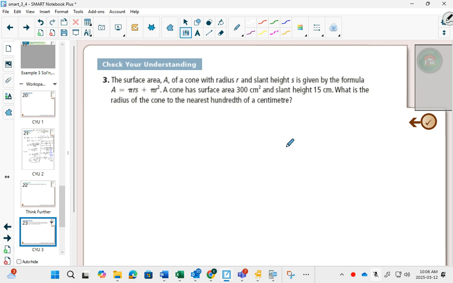Well, this sounds very similar to something you did back in grade 10 in your measurement unit. What would you do? You plug in everything you know and solve. So I know the surface area, so I can plug in 300 for A. I know the slant height, so I can plug in 15 for s. And everything else I would leave. And I only have one variable in this equation now, the variable r that I'd like to solve for.